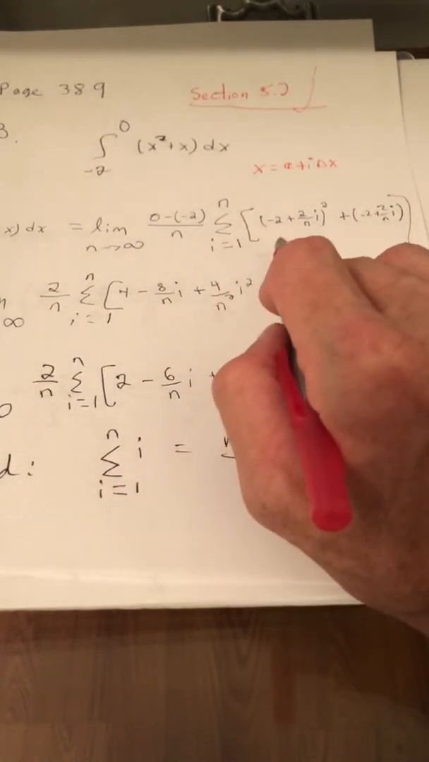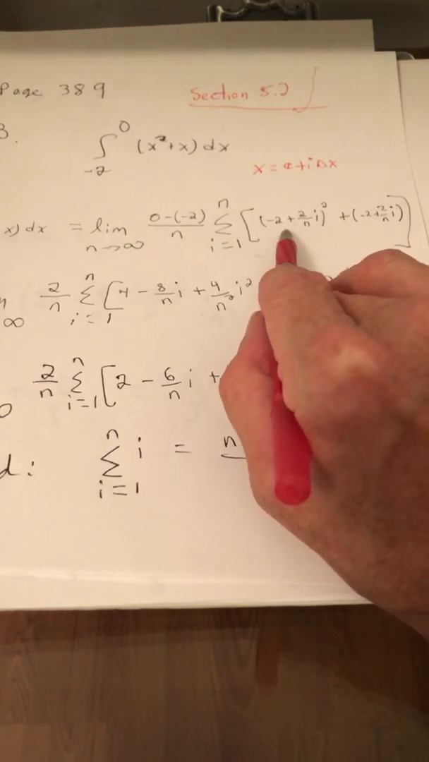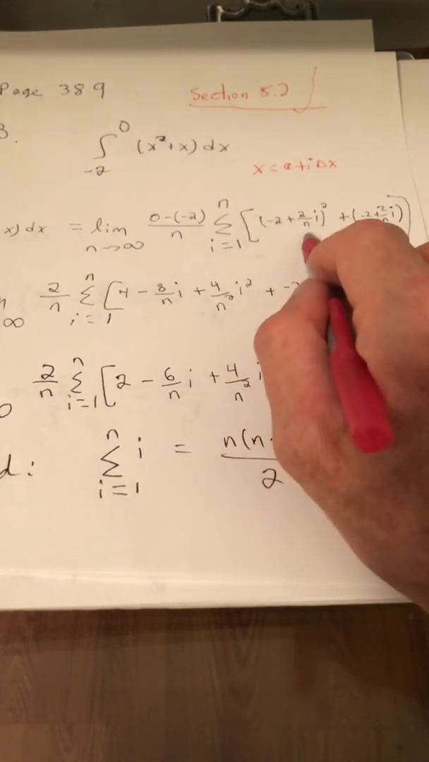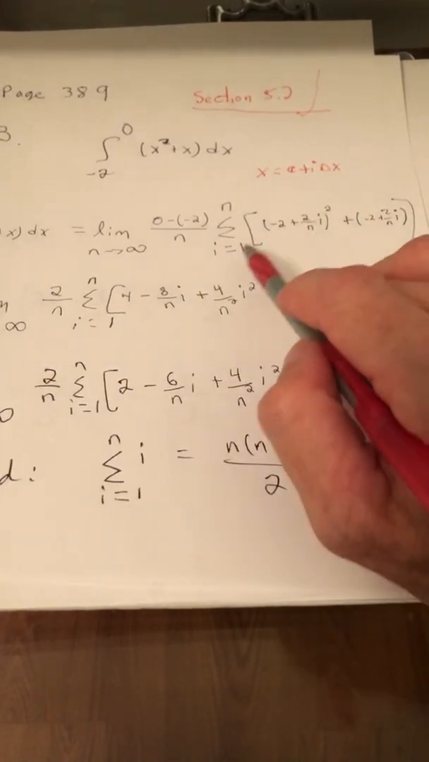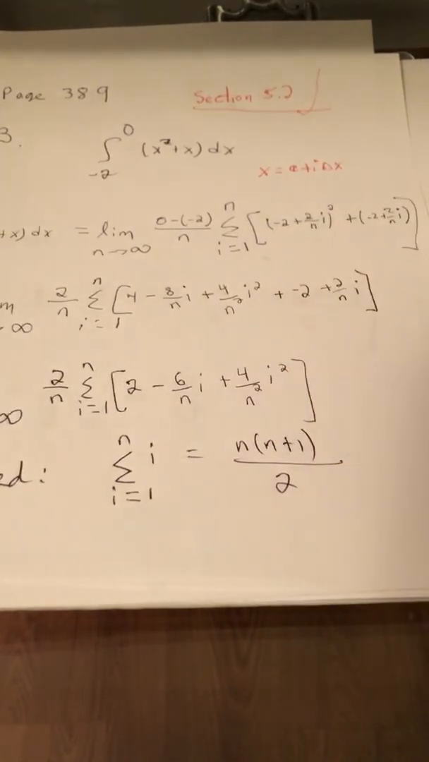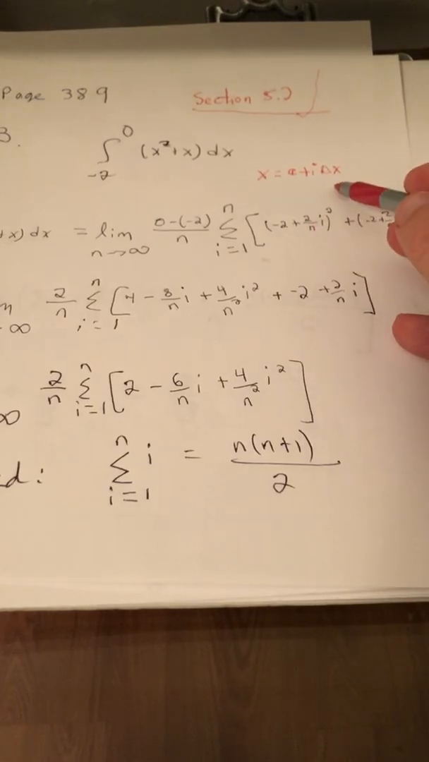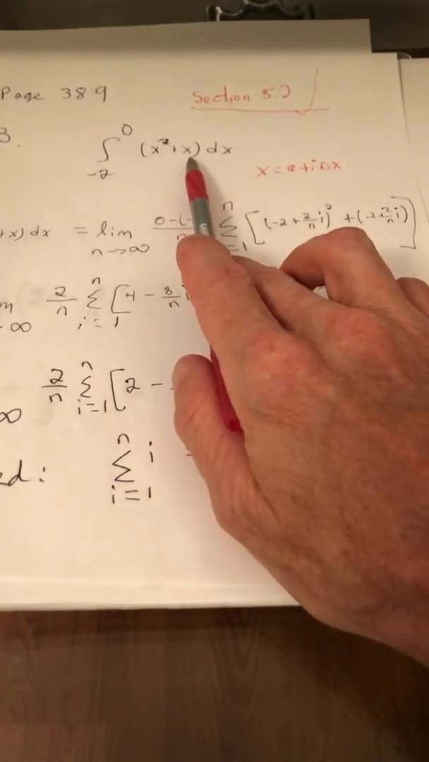Okay, so we have the quantity -2 plus 2 over n times i, all of this squared. Again, where this is coming from, the -2 is the a, and 2 over n, that's the delta x. And the next term here is x.